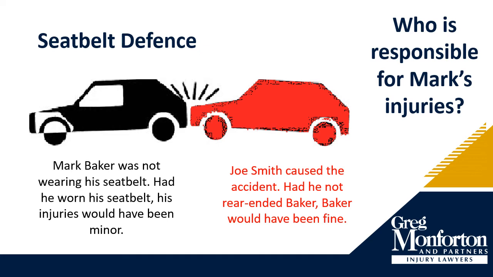We've got Joe Smith in the red vehicle. He clearly caused the accident. He rear-ended Baker. And had he not rear-ended Baker, Baker would have been fine. Baker would have made it all the way to his destination without issue. So who's responsible here? Should Mark bear all of the responsibility by not wearing his seatbelt? Or should Joe bear all of the responsibility by causing the collision? Or should there be some combination of the two?